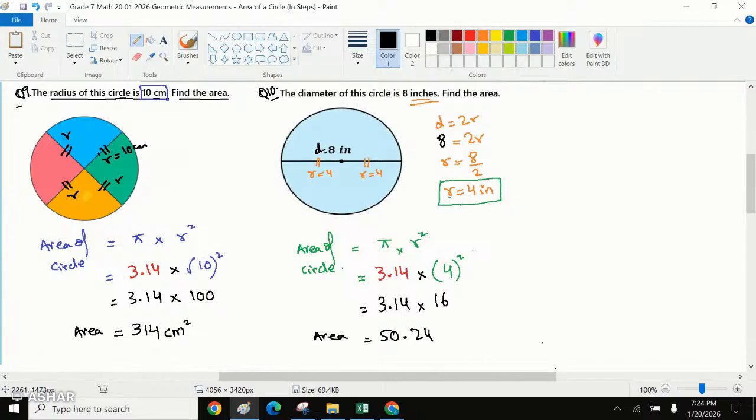Can I leave my answer at this point, 50.24, because that is the area? When we multiply 3.14 by 16, the answer comes out to be 50.24. But it's an incomplete answer. Why? Because we did not write the unit. The unit was inches over here, and we write inches squared. Okay, the unit is as important as the answer, so we have to give the unit.